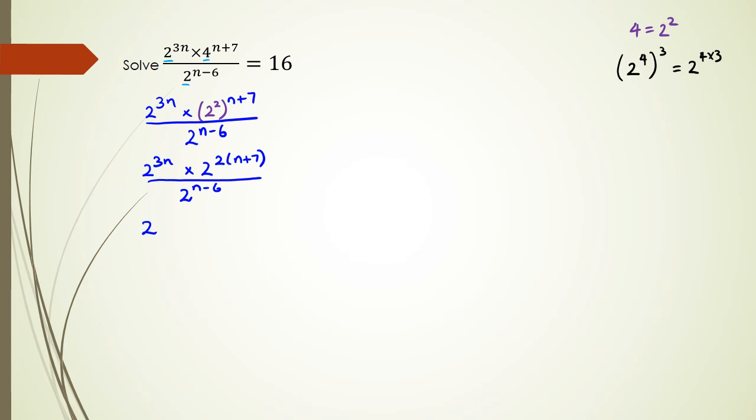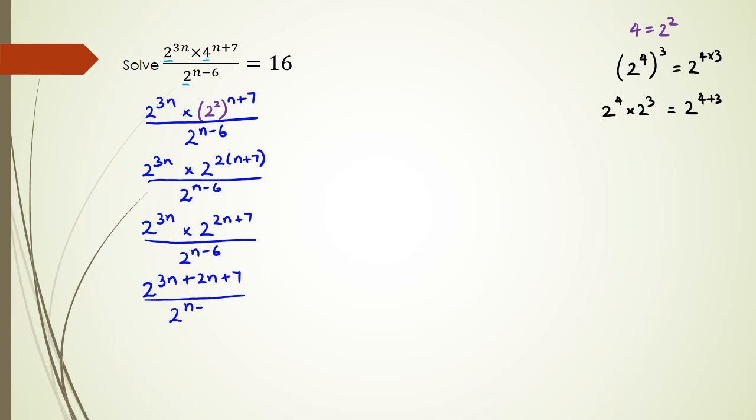In the next line, I'm going to expand the brackets, and I get 2 to the power of 3n multiplied by 2 to the power of 2n plus 7, and the whole thing still divided by 2 to the power of n minus 6. Now, remember that if you have 2 to the power of 4 times 2 to the power of 3, we can say that this is 2 to the power of 4 plus 3. So when we multiply two terms with the same base, we add the powers. In this case, we get 2 to the power of 3n plus 2n plus 7, and the whole thing divided by 2 to the power of n minus 6.